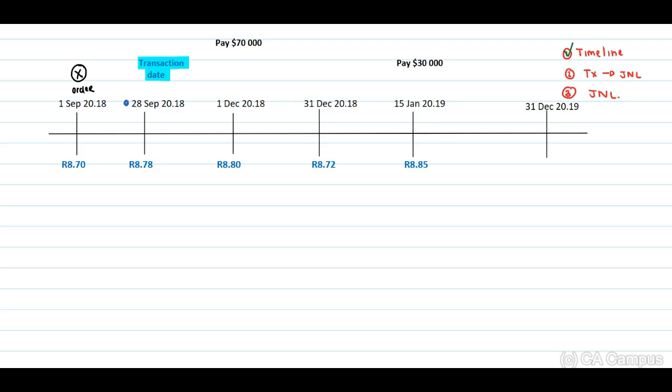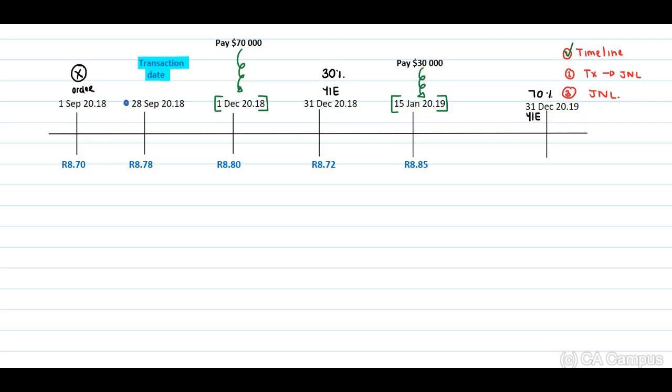Then we have a payment date of $70,000 on 1 December 2018. Our year end is important. Why? Because they've indicated to us that 30% of our inventory was sold. Our second payment date is on 15 January 2019. Important to us. And then our second year end, 31 December 2019. Why important? Because 70% of the inventory was sold.